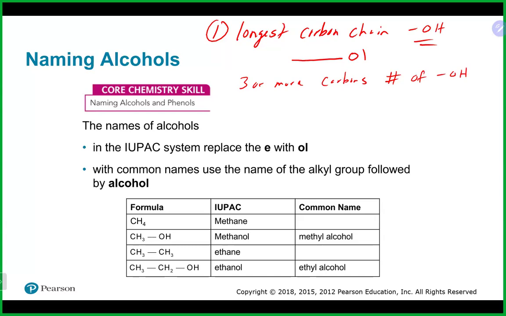Obviously, for something like methanol, there's only one carbon, so you don't need to give the number. Ethanol, also, there's only really one place where you can put that OH group, either the left-hand side or the right-hand side carbon. And in either case, it would always be carbon number one, no matter where you put it. So you don't need the number.